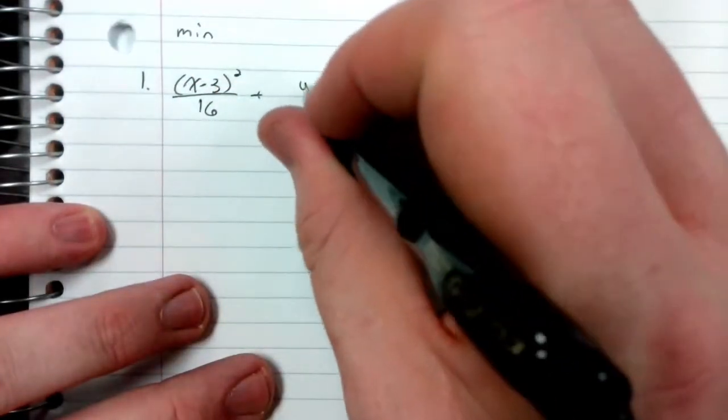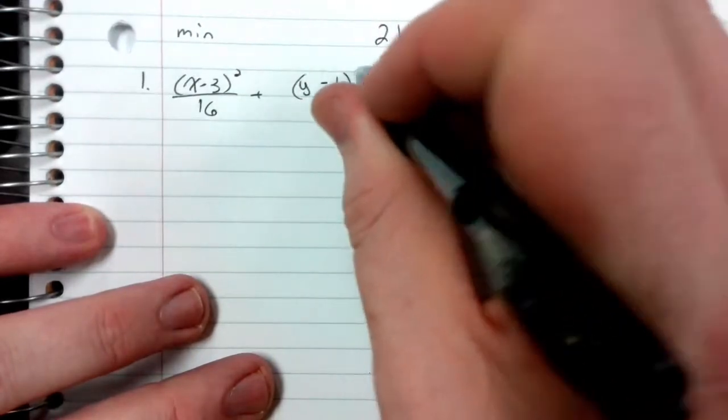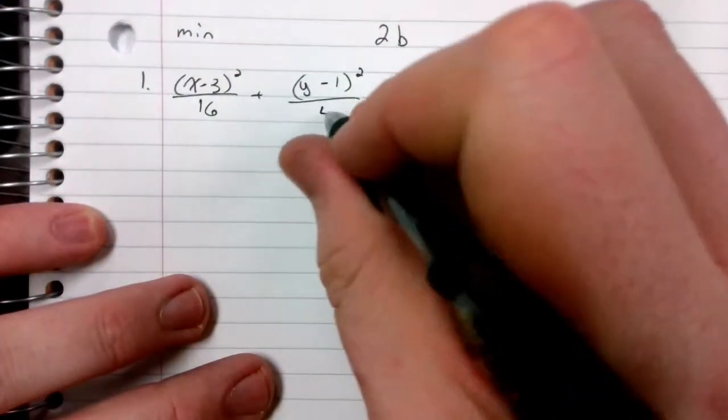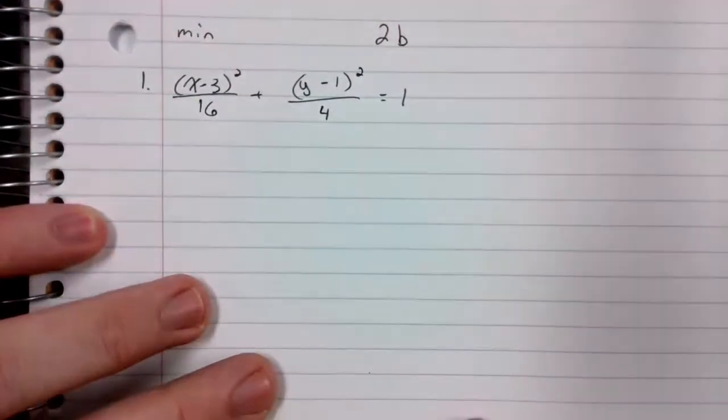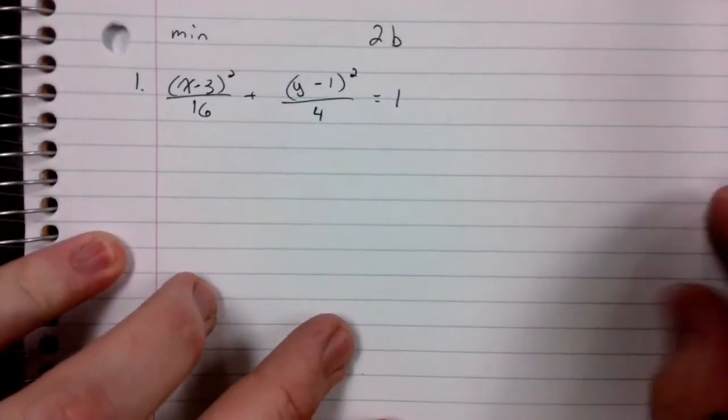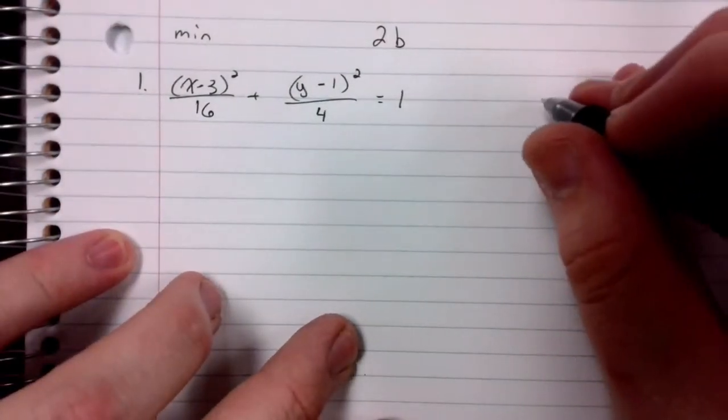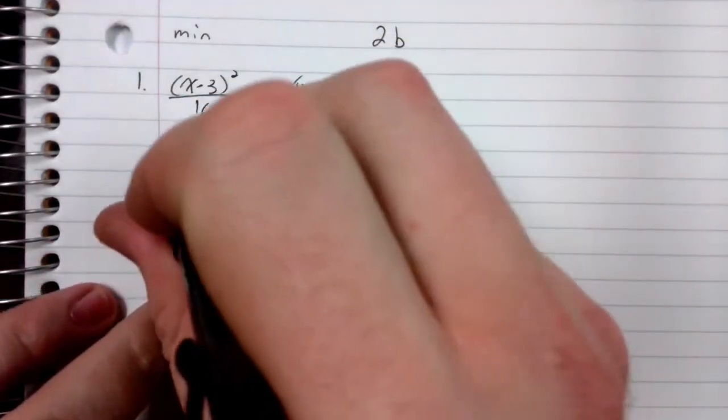All right? So this is number 1 from yesterday's assignment. We went over these in detail in class today. So we had the equation x minus 3 squared over 16 plus y minus 1 squared over 4 equals 1. Okay? So right off the bat, I can go ahead and figure out what h, k, a squared, and b squared are. So the center.